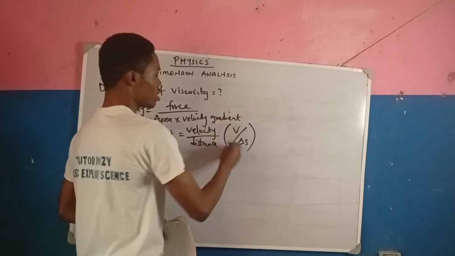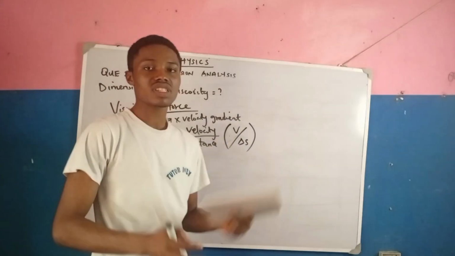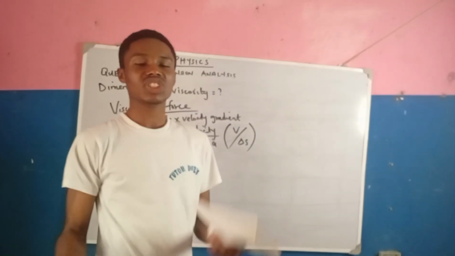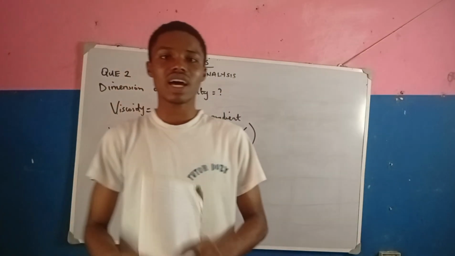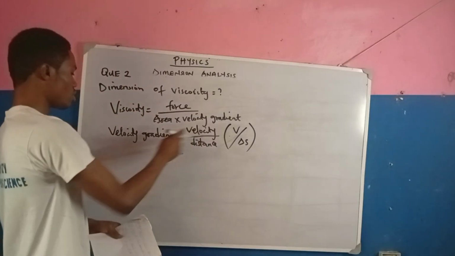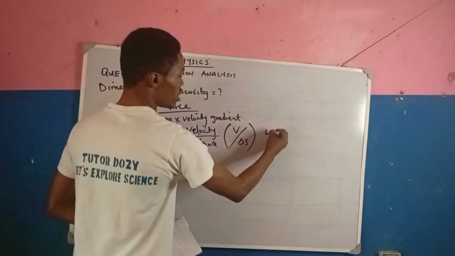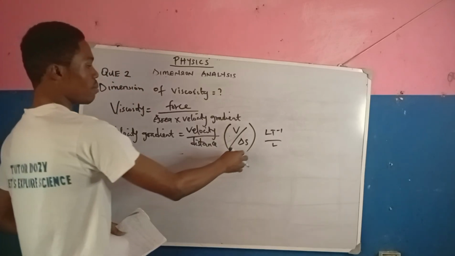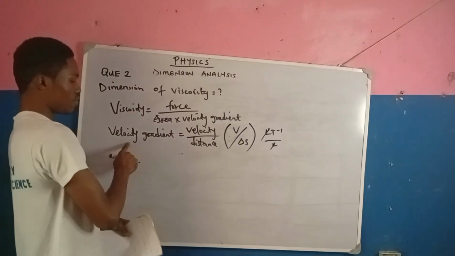That's what velocity gradient is. Whenever you have a quantity with gradient, it means the quantity over distance. Velocity gradient, velocity over distance. Temperature gradient, temperature over distance. Let's get down to the problem and tackle it. Let's provide the solution now. The velocity is LT^-1, and distance is L, right? Good. We cancel this, and you are left with T^-1. This is for velocity gradient.